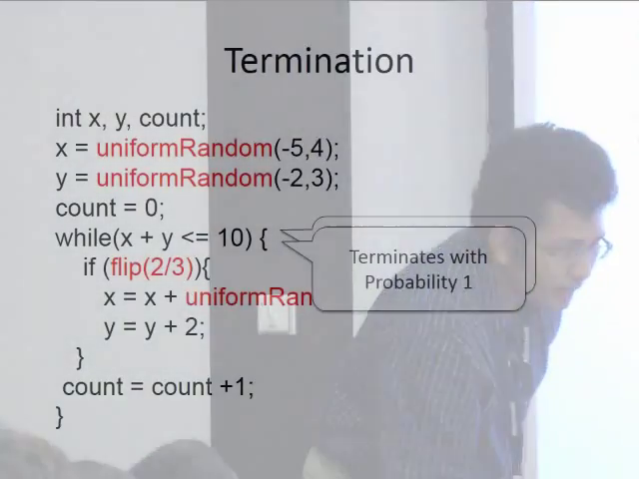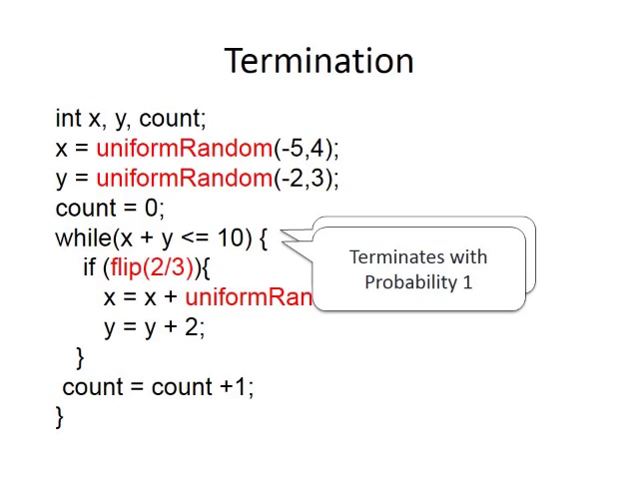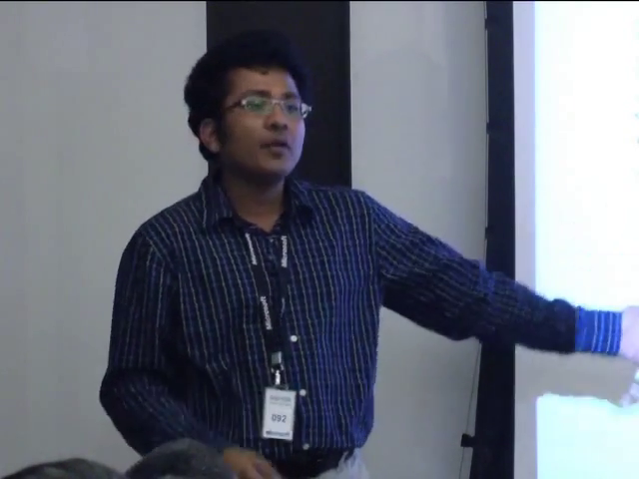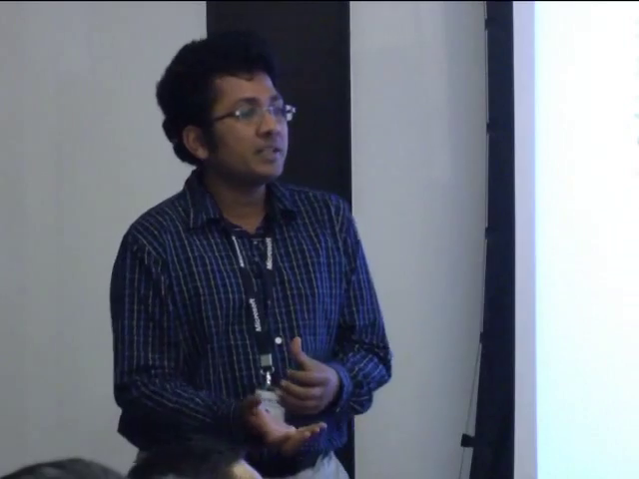But in this talk, we'll talk about putting in the probabilistic semantics, and we'll show that this program actually terminates with probability 1, and this is called almost sure termination. And we'll talk about how you prove that a program, even though it may be non-terminating in the non-deterministic semantics, is almost surely terminating in the probabilistic semantics.